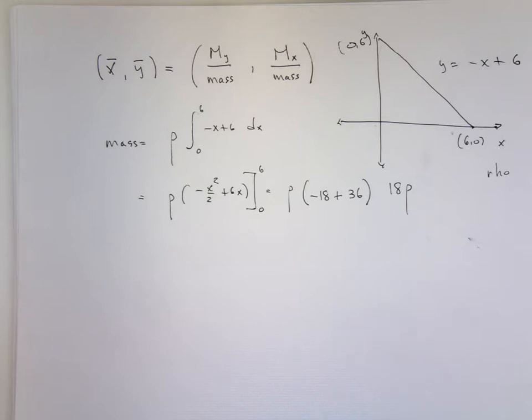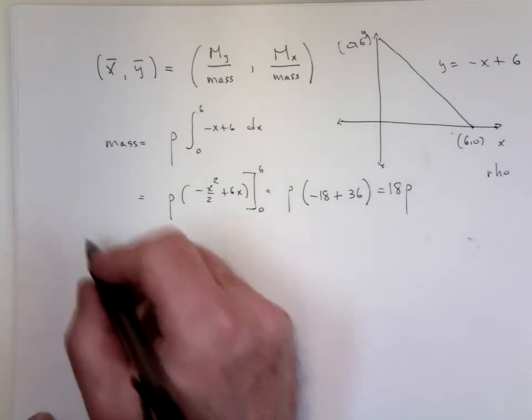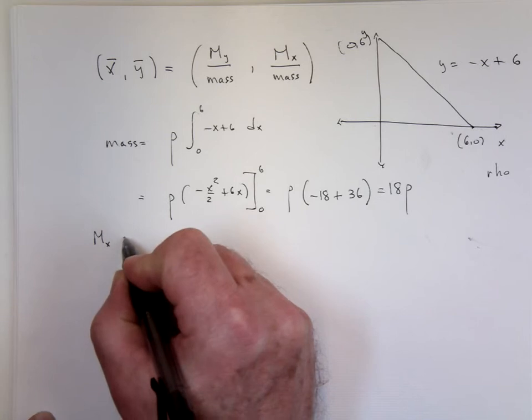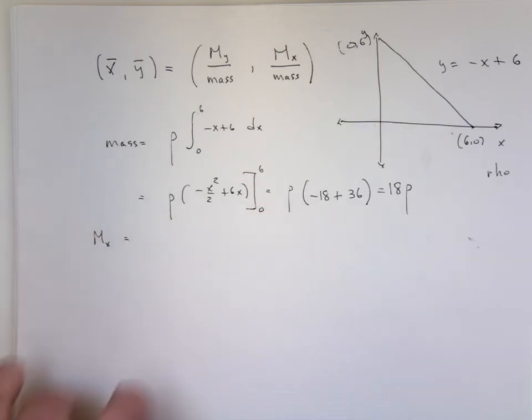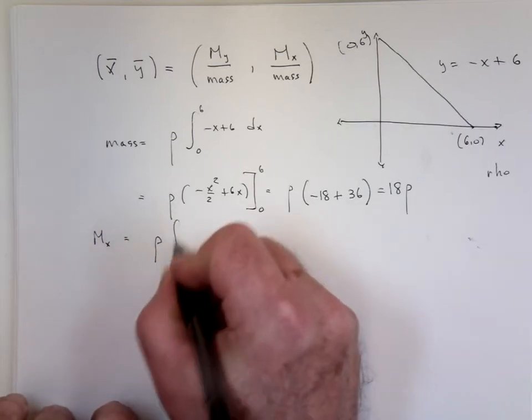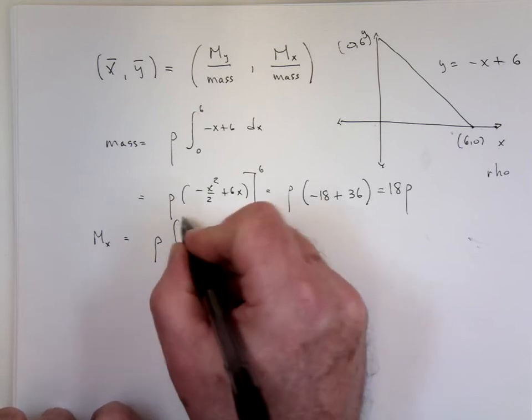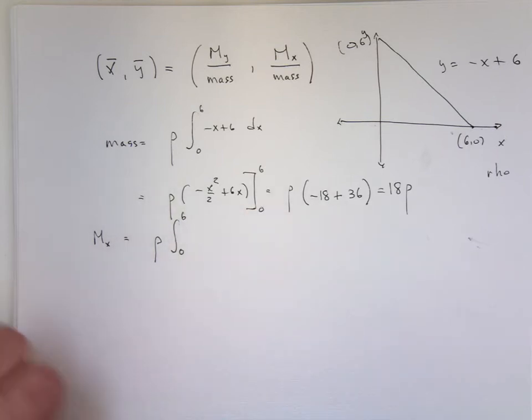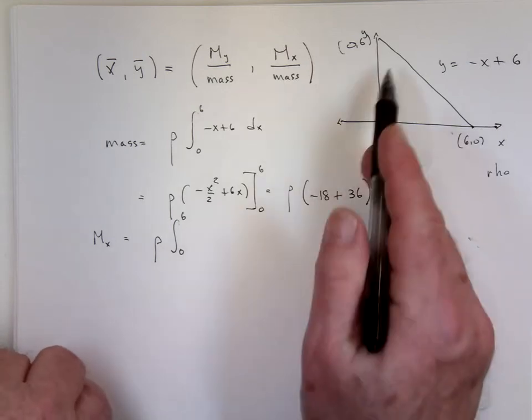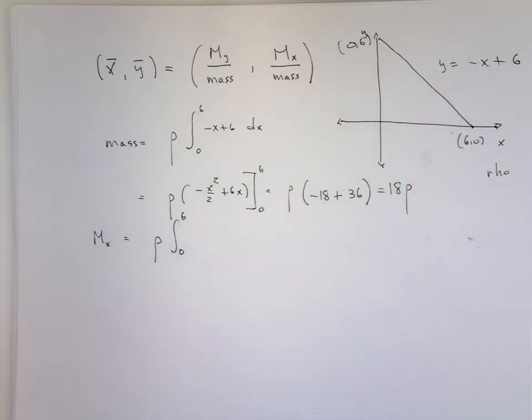All right. That is the mass of that object. Next, let's find the moment from the x-axis. Moment from the x-axis is rho times the integral from 0 to 6 of the difference in the two functions. Here's what I'm using: the moment from the x-axis formula that we derived right here. This is what I'm going to use.